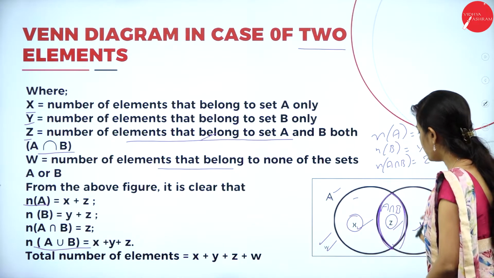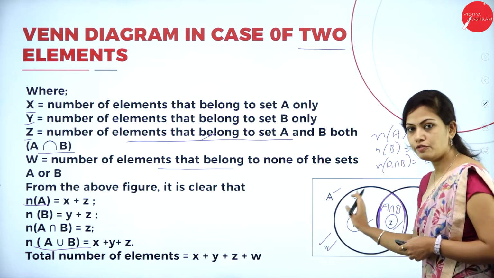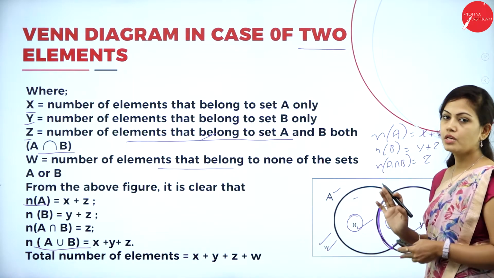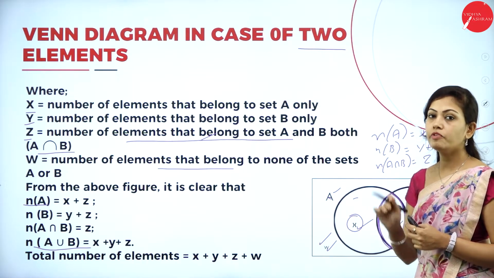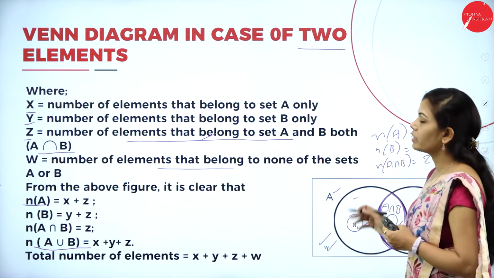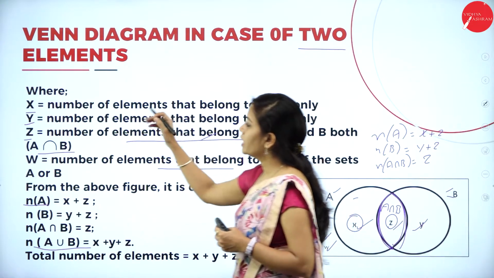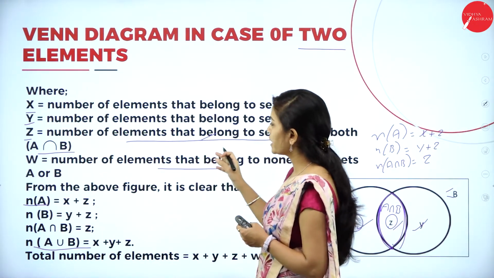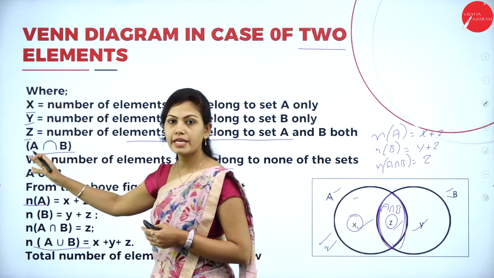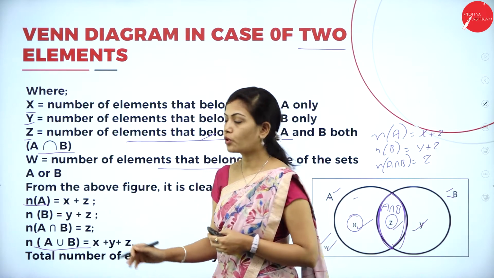N of A union B means x plus y plus z. So using this method, we can draw the Venn diagram for a given problem. It's just an example for three elements called x, y and z. If you get any numbers instead of x, y, z, you can use this method.